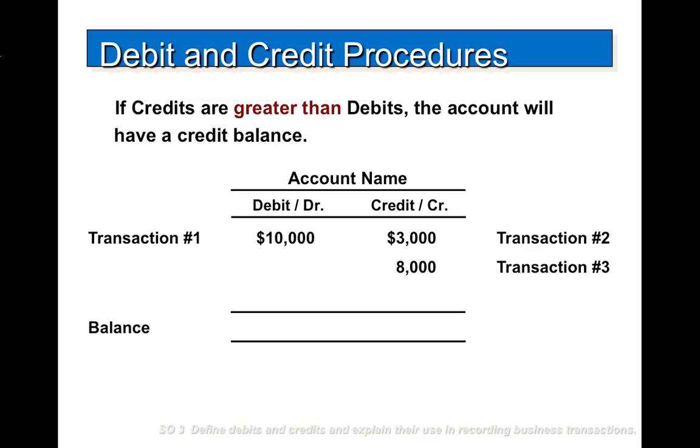If credits are greater than debits, the account will have a credit balance. In this case, you have $10,000 debit. Add these together, it's $11,000 credit, so the balance would be $1,000 credit.